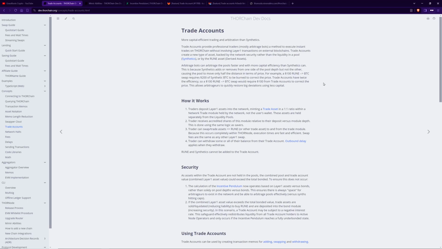This is because synthetics adds or removes from one side of the pool but not the other, causing the pool to move only half the distance in terms of price. So as an example, if we're doing a 100 RUNE to Bitcoin swap, it requires $200 worth of synthetic Bitcoin to be burned to correct the pool price. So these trade accounts have twice the efficiency, so a $100 RUNE to Bitcoin swap would only require $100 from the trade account to correct the price. This allows arbitrageurs to quickly restore big deviations using less capital. Also, they're going to be paying less slip fees, which we'll have a look at in a minute.